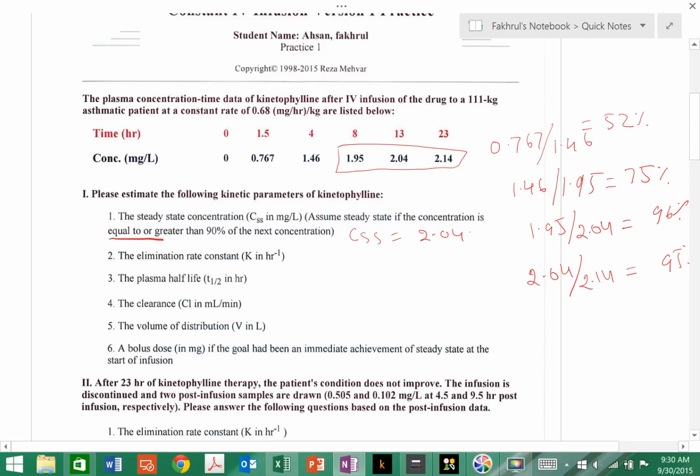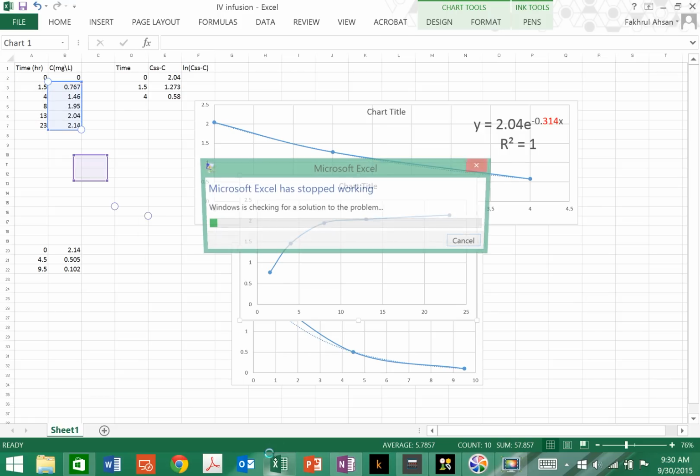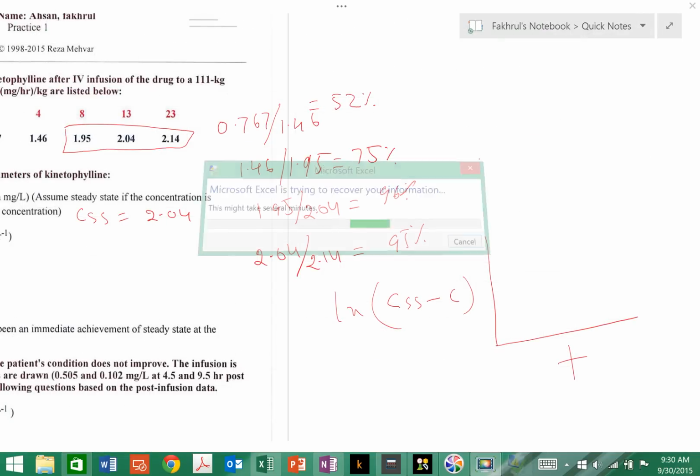Now to calculate the elimination rate constant, as you see, you have multiple samples before CSS and after CSS. When you have multiple samples before and after CSS, what we do is calculate CSS minus C, then take the natural log of this and plot against T. Here I have done the calculation for you.